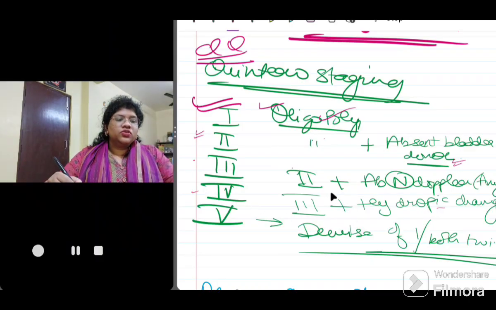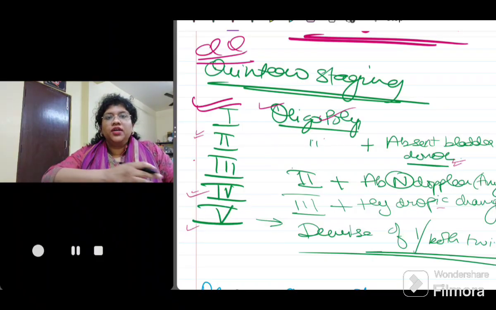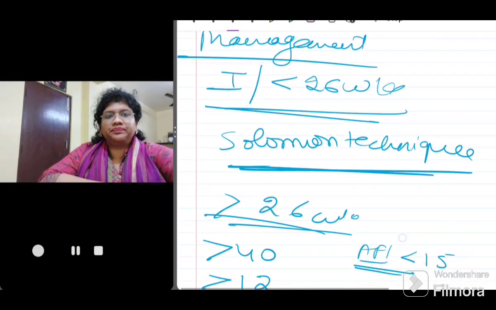So stage 3 plus hydropic changes, which is obviously seen in the recipient twin. It includes ascites, pericardial effusion, pleural effusion, scalp edema, or overt hydrops. If these features are present in the recipient twin, it comes in stage 4. Stage 5 is the demise or death of one or both the twins. This is the Quintero staging, very important.